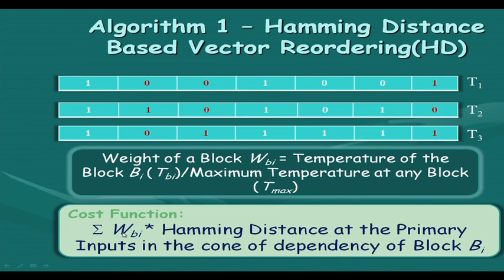Now, the cost function is computed as the summation of the weight of the block multiplied by the Hamming distance at the primary inputs in the cone of dependency of block Bi. For every block, these Hamming distances are computed and multiplied by the corresponding importance of the block, that is the weight factor WBi, and that is summed up. That will tell us what will happen if I choose a particular ordering.